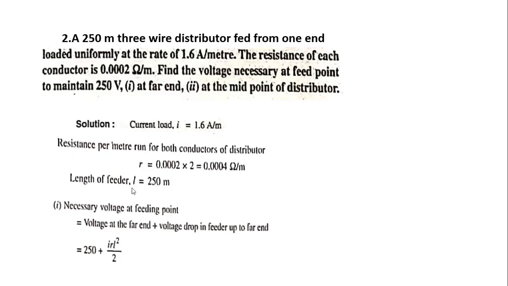The length of this feeder, that is L, is 250 meters. This is the length of that distributor L. Next, the necessary voltage at the feeding point equals the voltage at the far end. The voltage to maintain at that point is 250 volts, plus the voltage drop in the feeder. The formula for the voltage drop in the feeder is I R L square by 2.